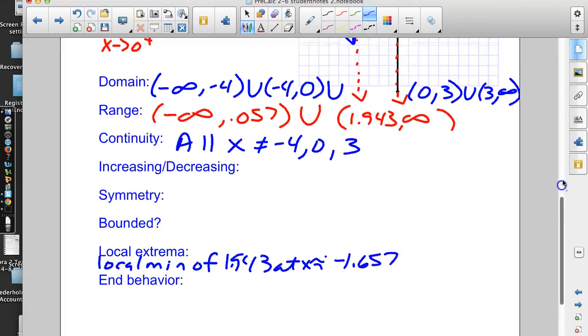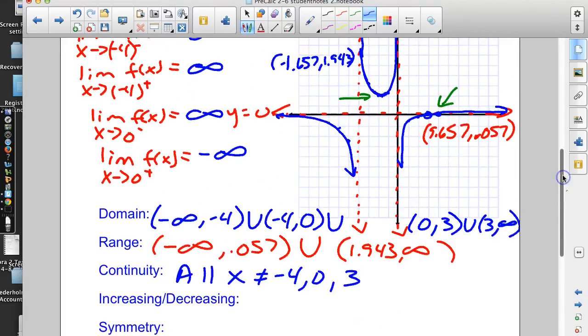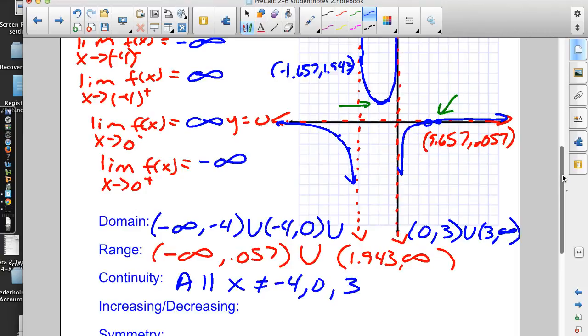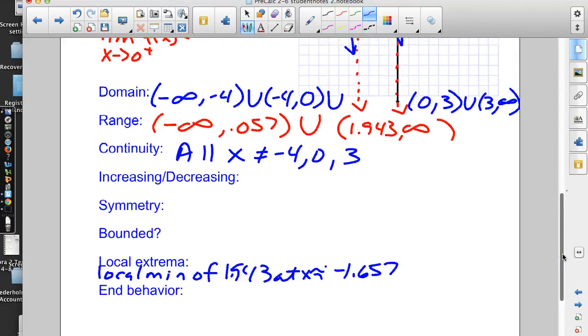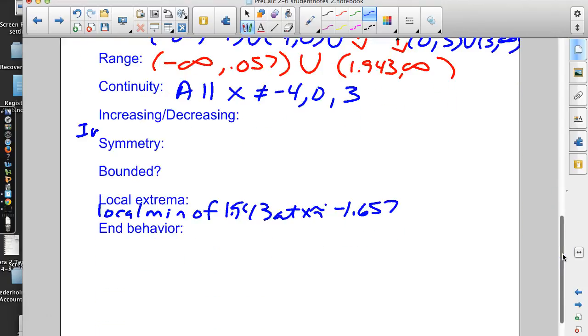Increasing and decreasing. Whew. Well, maybe this part's easier. Decreasing. Decreasing with, oh, then it's increasing. And increasing. So this part's not easier. We've got more to do. So increasing first. All right, we are increasing from the bottom of our little U shape to 0. And the bottom of our little U shape was at negative 1.657.